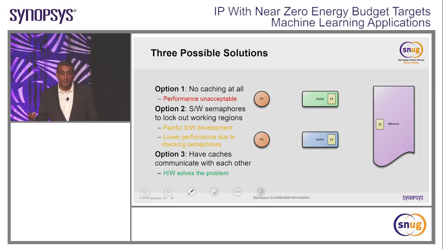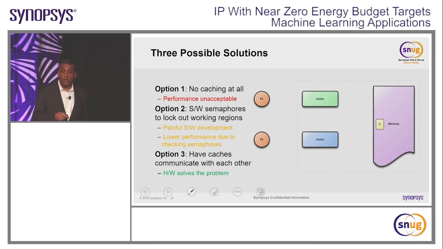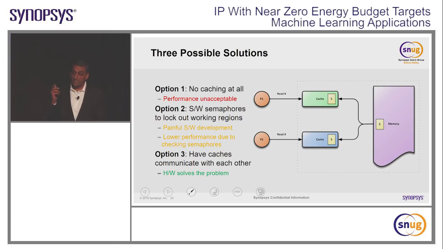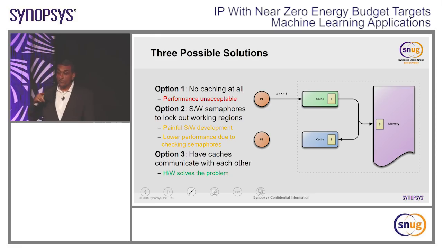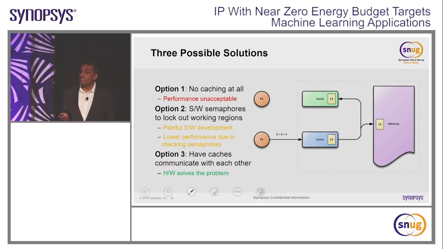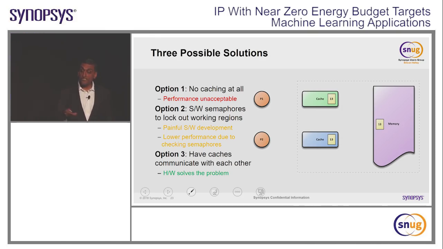Option three is to solve the problem using hardware. So multiple CPUs, P1, P2, are working on the same set of data. Before P1 writes the data, it gets ownership of the data before modifying it. With the caches communicating with the others before modifying the data, we avoid data corruption.